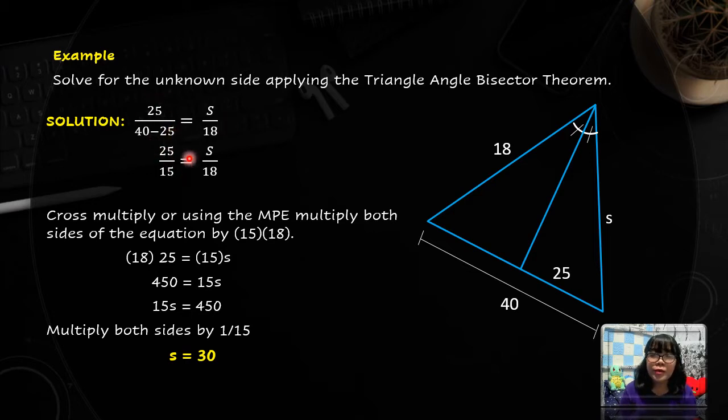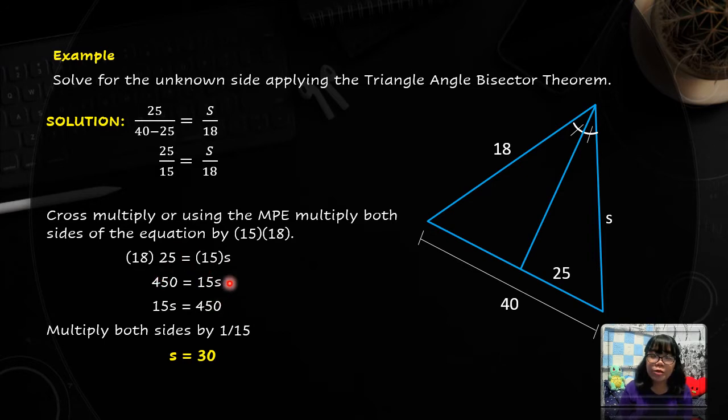So 40 minus 25 is 15. So we will have 25 divided by 15, that is equal to S divided by 18. We are going to cross multiply. Cross multiplication means you need to multiply 25 by 18 and then 15 by S. 25 times 18 is equal to 15 times S. 18 times 25 is equal to 450. 15 times S, that is 15S.